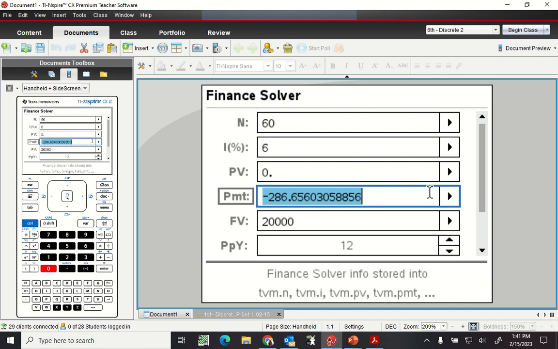286.66. Why is it negative? That's how much is going out of your pocket right now into your future account. So it's coming out of your budget right now going into your other account. Every month you're paying 286.66. Does that sound good?